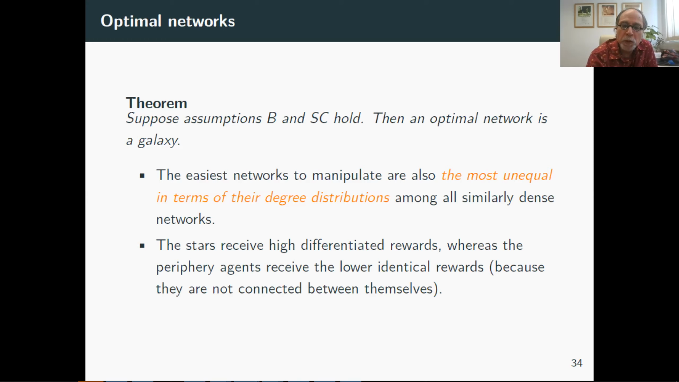Which means that this is the network that is easiest to manipulate. Let me perhaps give you one hint about how it looks. It's a hierarchical structure of level 2: a full graph among the stars, that's level 1. And then level 2 are all the periphery, which are connected to all the stars. That's it. This is a galaxy.